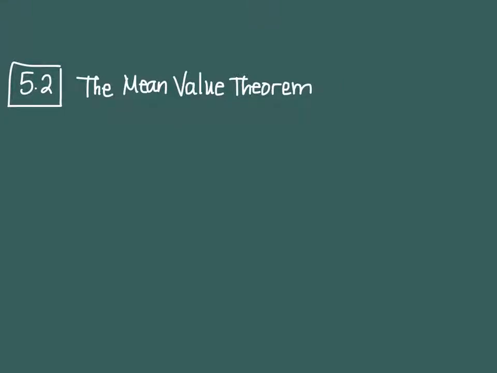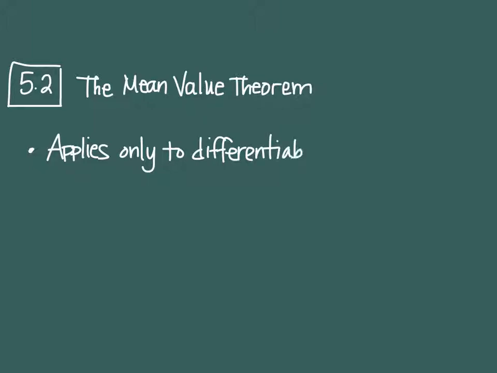We're going to talk about the mean value theorem today, chapter 5, lesson 2, how that relates. The mean value theorem is something that applies only to differentiable functions. So you got to make sure that what you're working with is differentiable. So that means no corners, no cusps, no vertical tangents, only to differentiable functions on a closed interval.